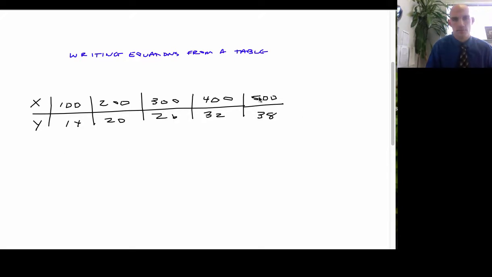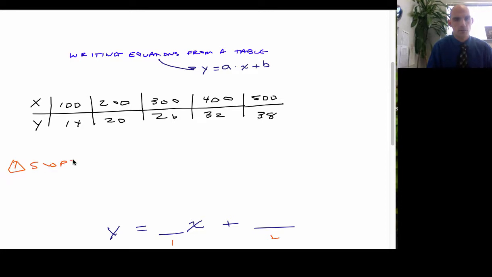Well, the equation is going to be in slope intercept form. So y equals a times x plus b. Okay, so we've got this table of values. So we know we're going to keep the y and the x part. So down here I'm going to put my y equals something x plus something. All right, so I need to figure out two things. Okay, so let's figure out the first thing.